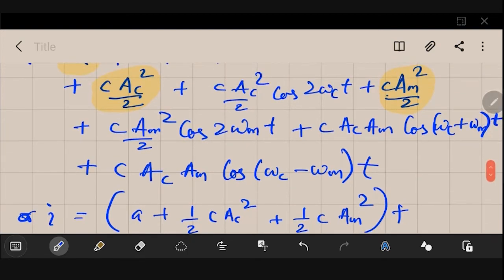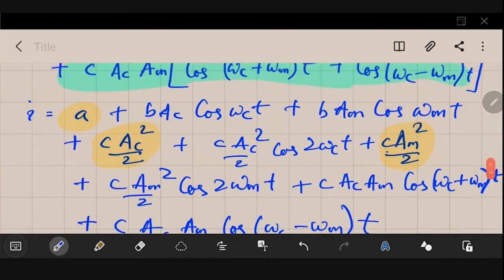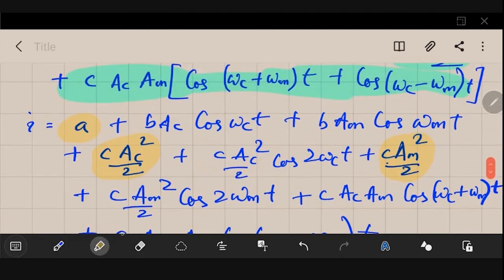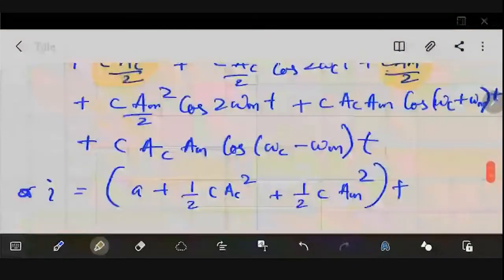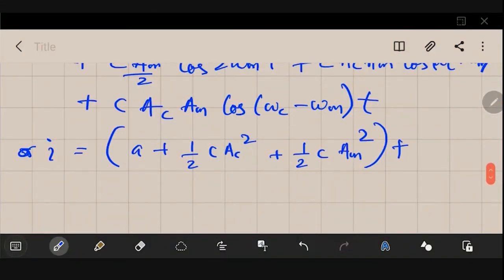The next thing, let us select the next term. Here you could see this term, B A_C cos omega_C t. There are no common terms like this. So let me write it here also: plus B A_C cos omega_C t. Now let us look at the next term.